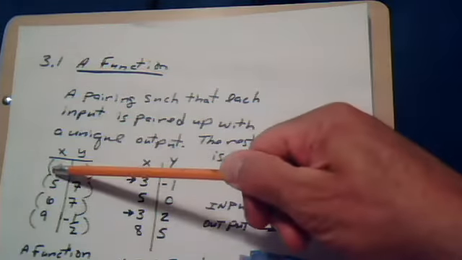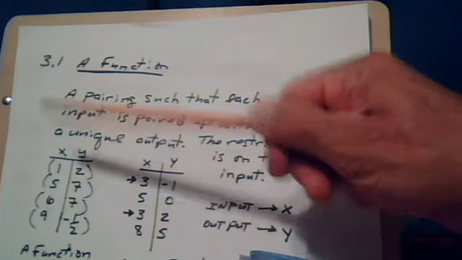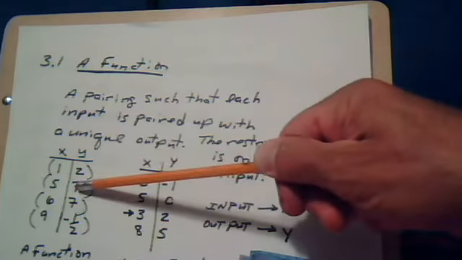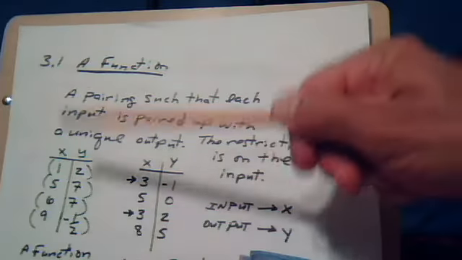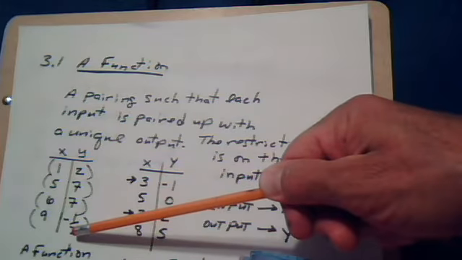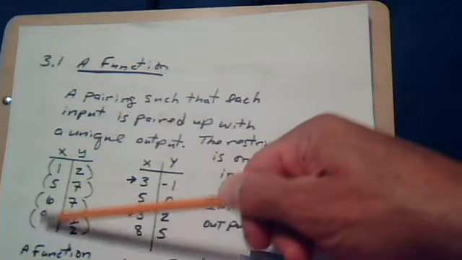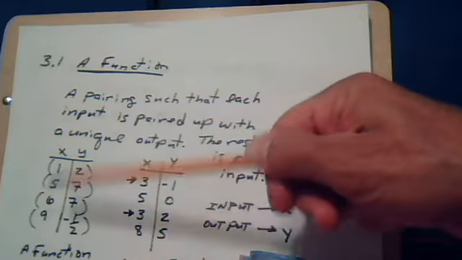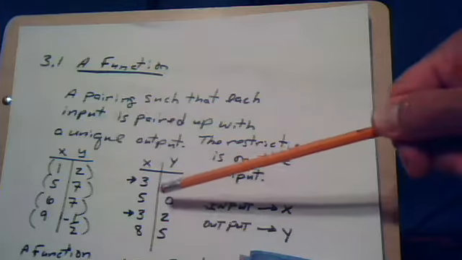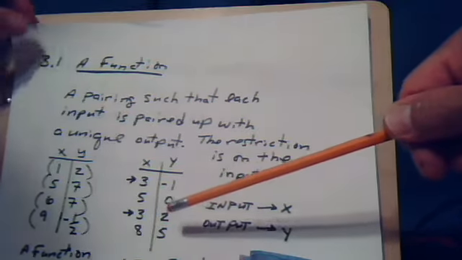So this 1 leads us to this 2. This 5 leads us to this 7. This 6 leads us to this 7. This 9 leads us to the negative 1/2. Since each of the x's led us to a unique number, or paired up with a unique number, this is a function.